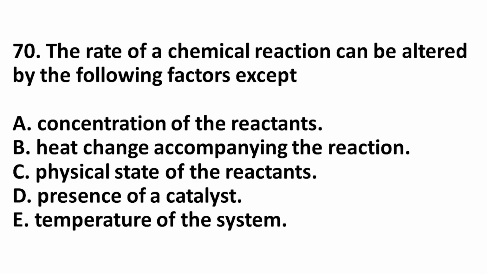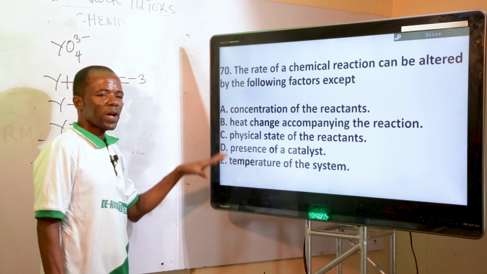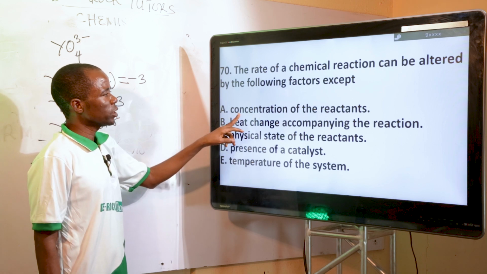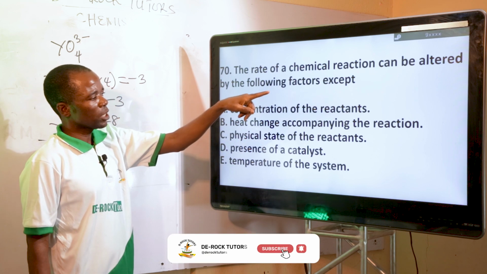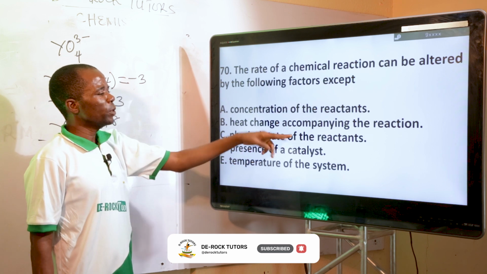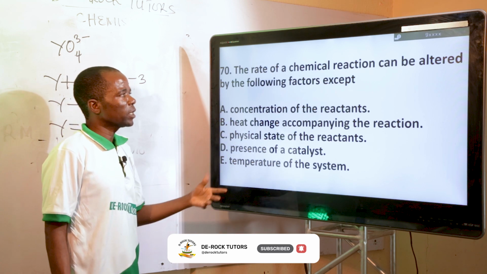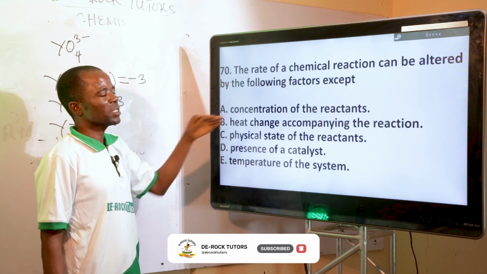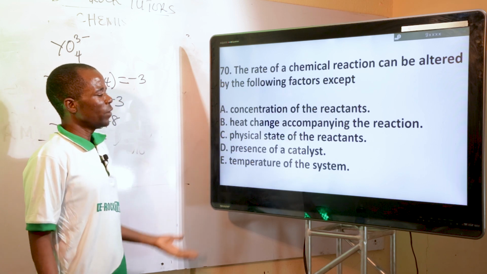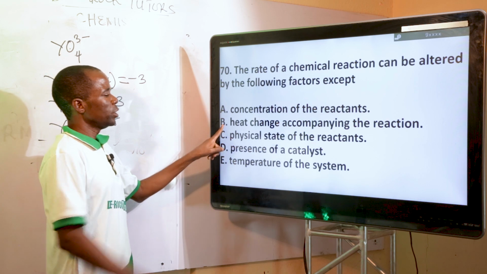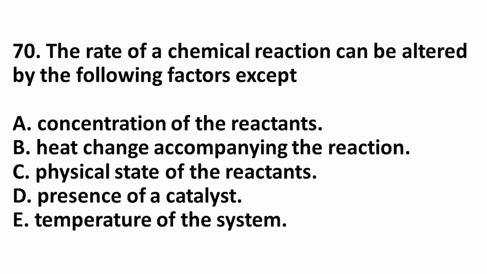The rate of a chemical reaction can be altered, altered means changed, by the following factors, except. The question is asking us, which of these factors cannot alter or change the rate of a chemical reaction? Concentration will definitely alter the rate of a chemical reaction. Heat change accompanying a chemical reaction. That's the correct answer. Heat change, the enthalpy change, has no effect on the rate of a chemical reaction. It neither slows down nor increases the rate of a chemical reaction. So the correct answer for this is heat change. The correct answer for number 70 is B.